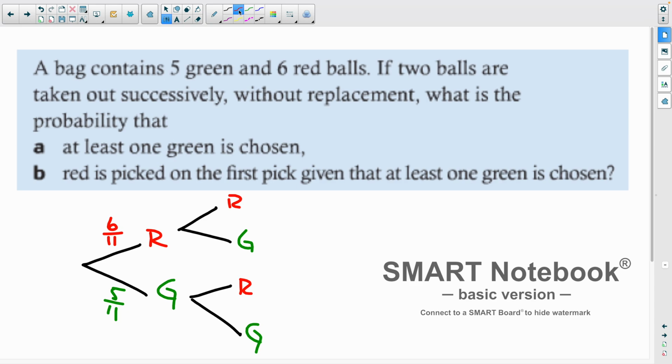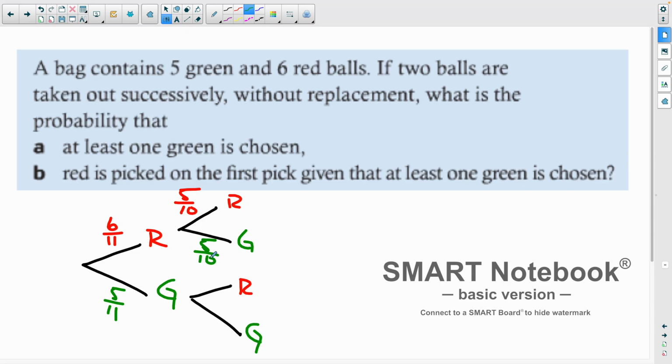There's one less ball in the container, and there's one less red one. So there's 5 red out of 10 total. I didn't get any green ones out, so there's still 5 green ones, and there's still 10 balls. What is 5 tenths plus 5 tenths? 1. 1 whole. Alright? So each time it branches, it's got to add to be 1 whole.